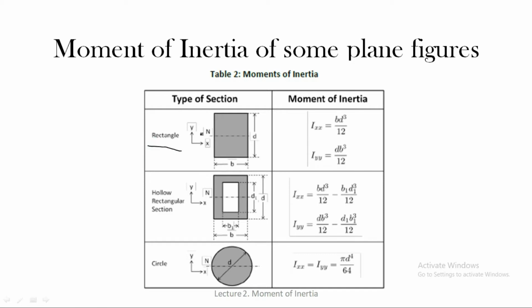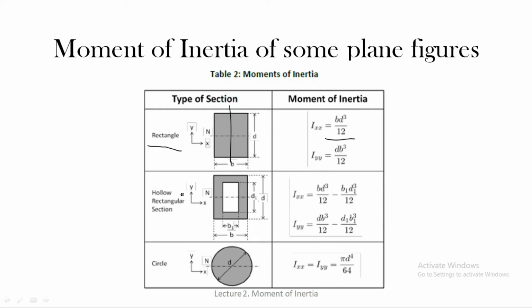First of all, we have the formula for the rectangular section. We have the formula for the horizontal central axis, I_XX, which is b d cube upon 12, where b is the breadth or width of the rectangle and d is the depth or height of the rectangle. Then we have the formula about the vertical centroidal axis, I_YY, which is d b cube upon 12. X is the horizontal axis and Y is the vertical axis.